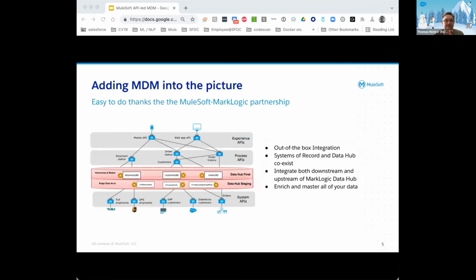This was a slide shown last time from my colleague, and I just want to put it as a reminder how MarkLogic can fit into that one, but this is a very high level thing. So let me go a little bit more into the details.